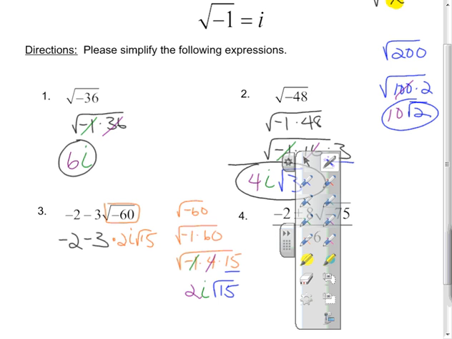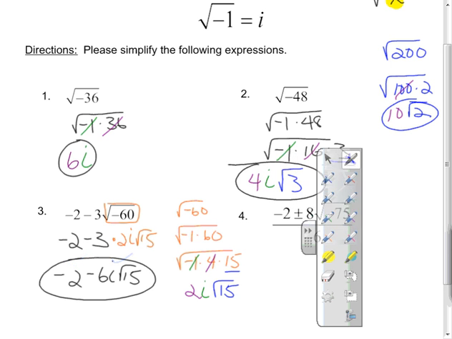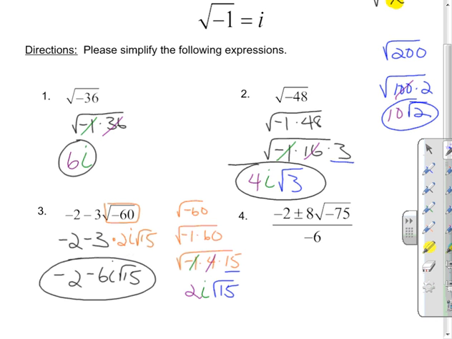Well, that does allow me to continue to simplify and do this multiplication, for which I now will get negative 2 minus 6i root 15. In that these are not like terms in this binomial, I cannot simplify any further, so that is my final answer.